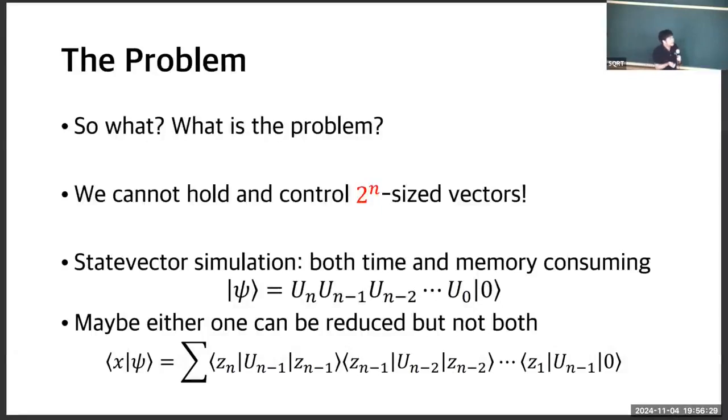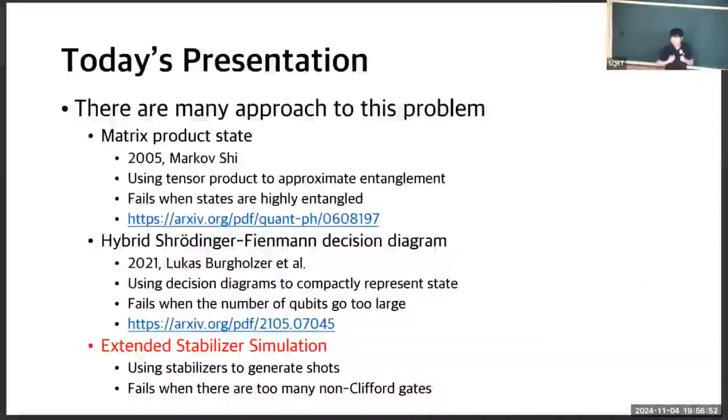And maybe someone can reduce one of them, like by using all the bases inside between the gates. That uses less memory, but that takes more time. So maybe either one can be reduced, but not both. So what I'm going to present is the red one, and there are many approaches to this problem.